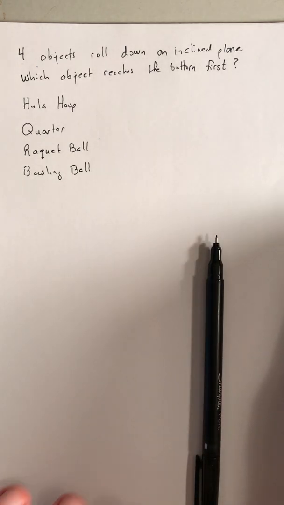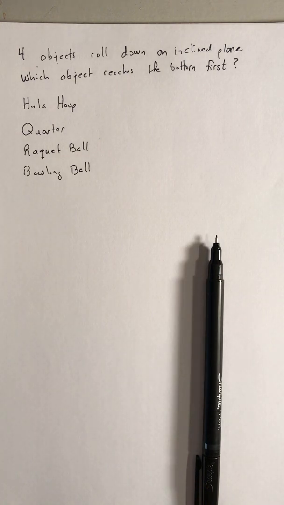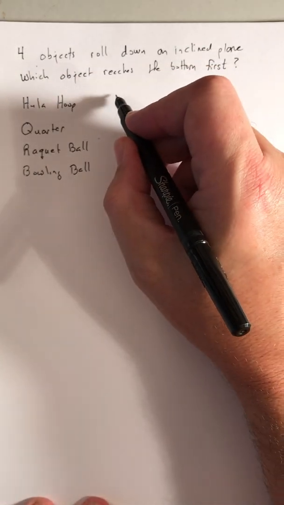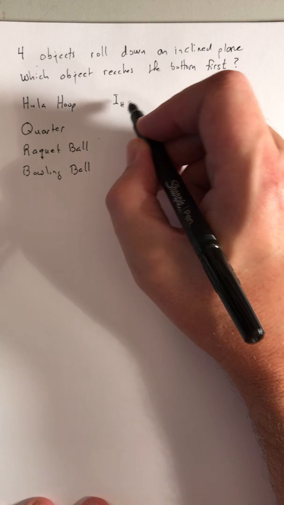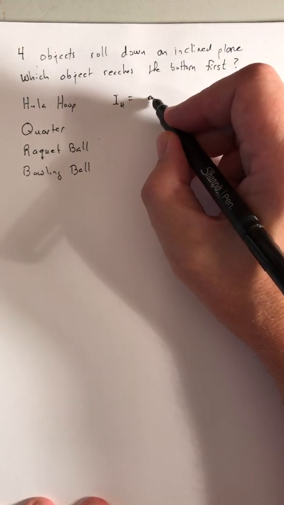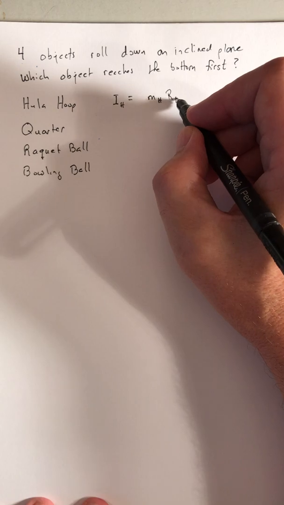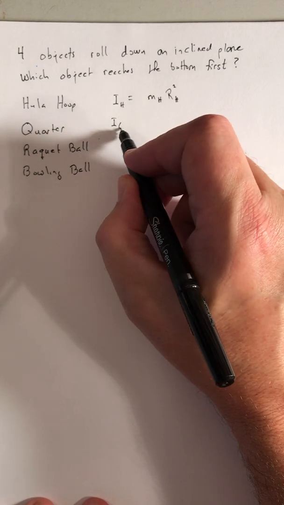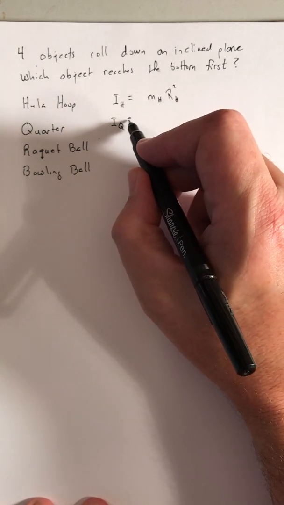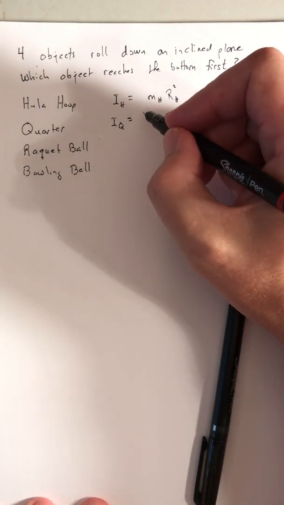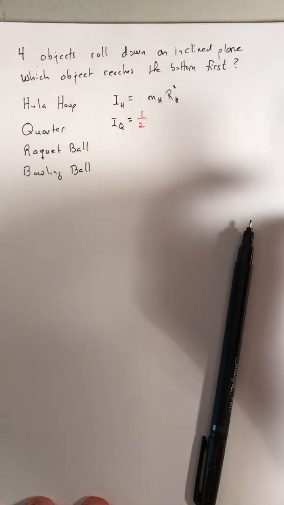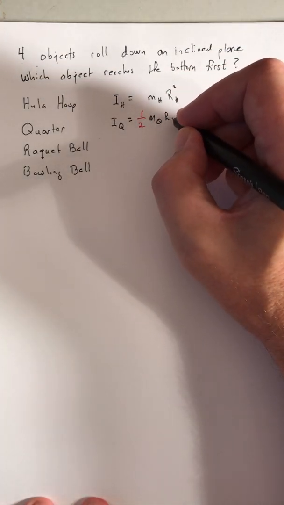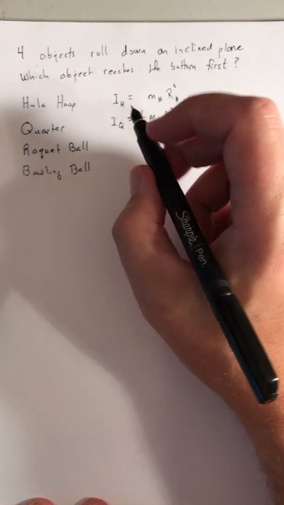So let's start off by writing out what the rotational inertia for each of those objects is. A hula hoop is going to have a rotational inertia that is the mass of the hoop times its radius squared. A quarter, obviously smaller radius and smaller mass, but it's going to have a rotational inertia. In table 8.1 it has a prefactor of a half times the mass of the quarter times the radius of the quarter squared.